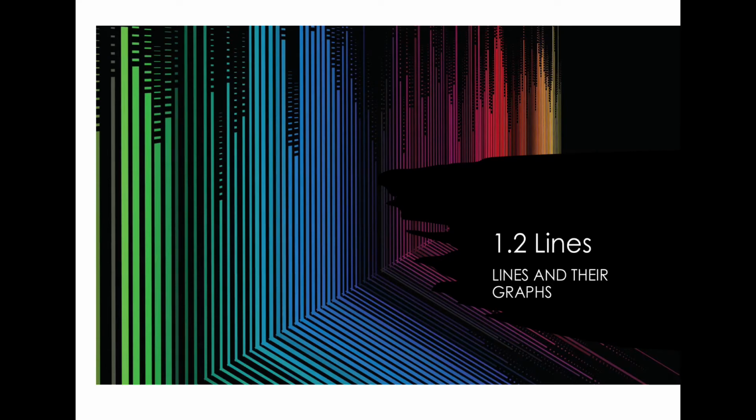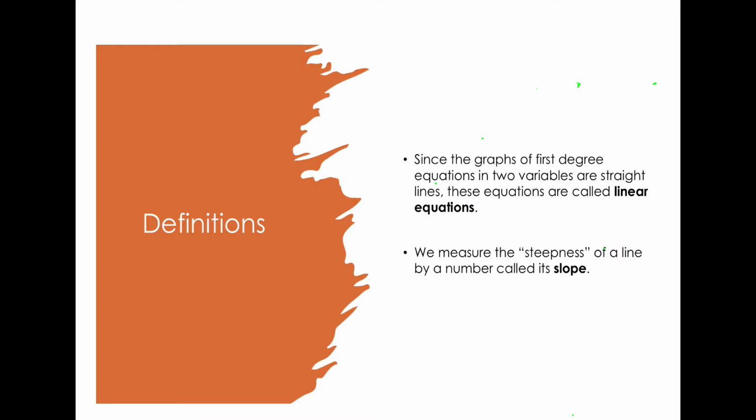All right, welcome to this lecture 1.2 on lines. We're going to look at not only the equation of lines and several of its forms, we're going to look at how to find lines given certain information, and we're also going to look at how those relate to the graphs. What type of equations give us linear graphs, etc.